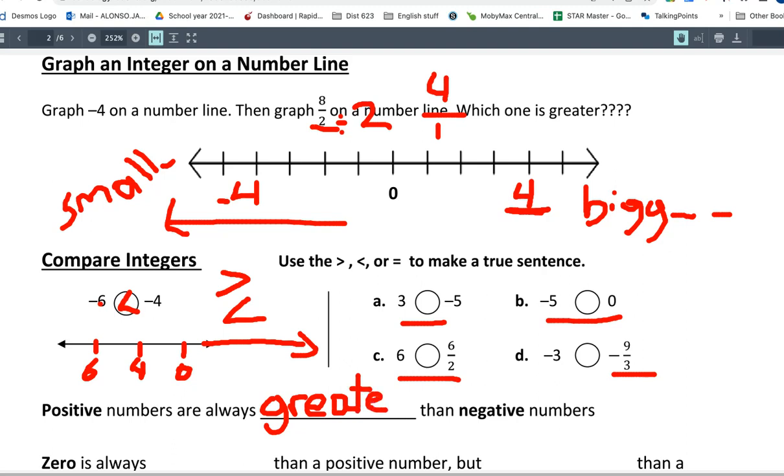Again, and then you're going to write, well, then it's already here. So positive numbers are always greater than. Alright, so what I would do right now, I would pause this video and try to understand this part.